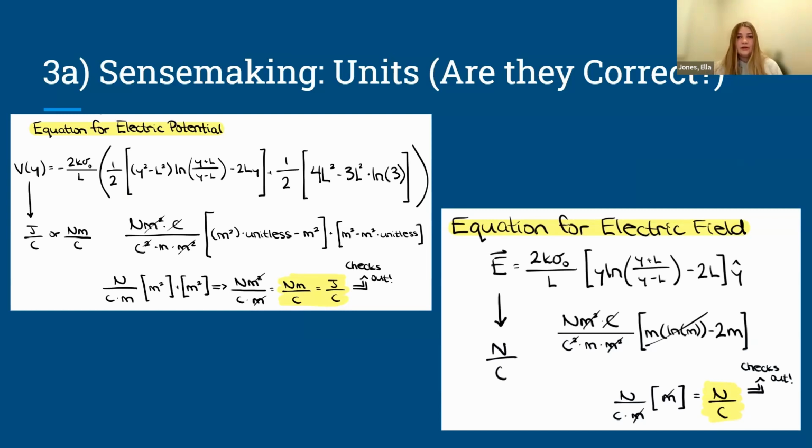The equation for the electric field is similar. The unit that you're looking for is newtons per coulomb. And once you plug everything in, including the ln values, everything cancels. You end up getting newtons per coulomb, as you can see in the work here.